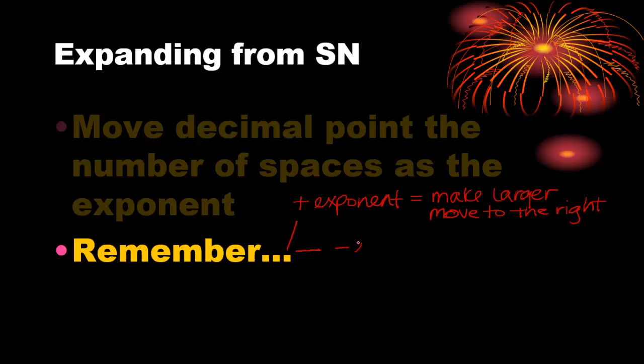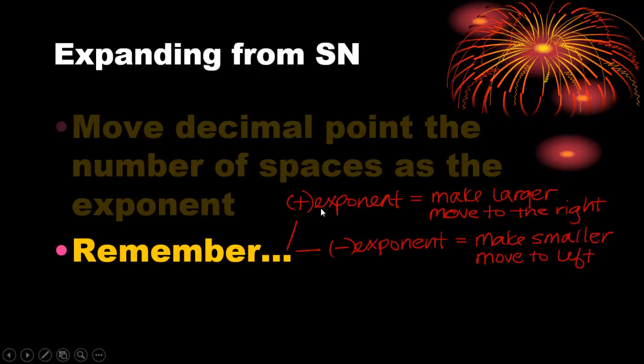If we have a negative exponent, it means we're looking at small numbers, so we're going to make our number smaller. To make something smaller, we move to the left from where it was. So positive exponents and negative exponents tell you how to move your decimal point.